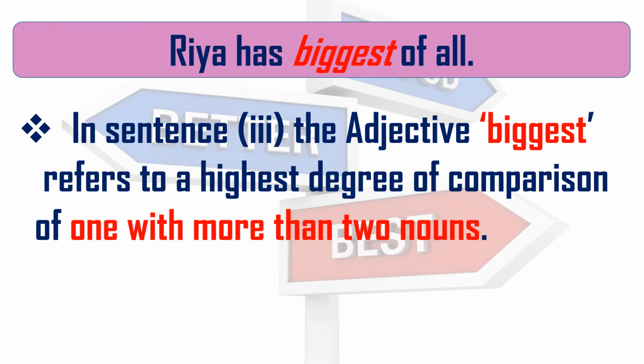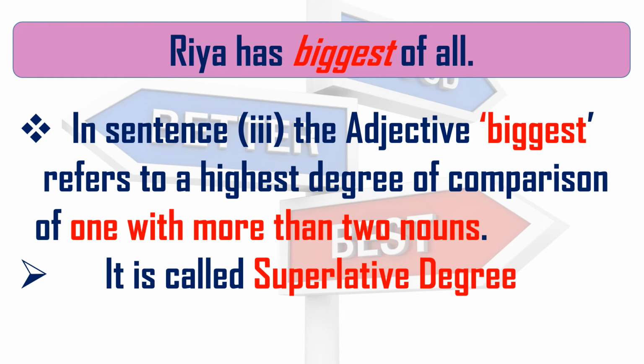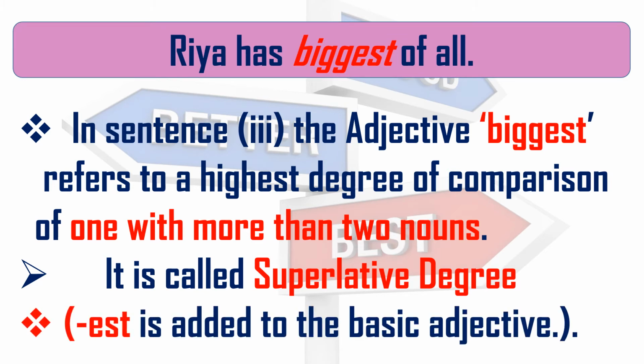We have seen in positive we are not comparing with anything. In comparative degree we are comparing two nouns, and in superlative we are comparing more than two. So this degree is called superlative degree. Here est is added to the basic adjective. Basic adjective is big and we have added est and formed the superlative form. So positive, comparative and superlative.